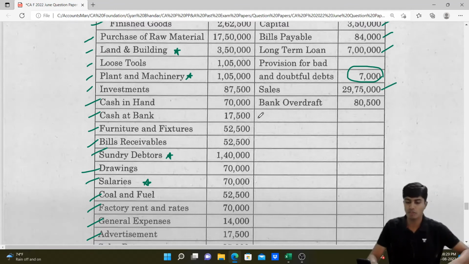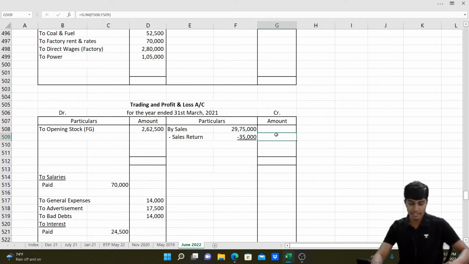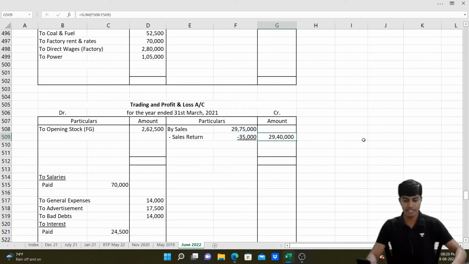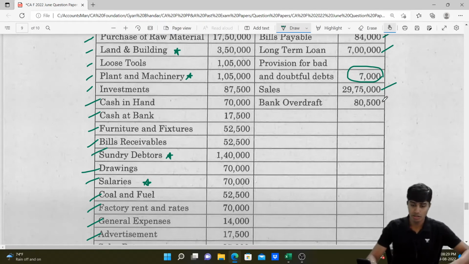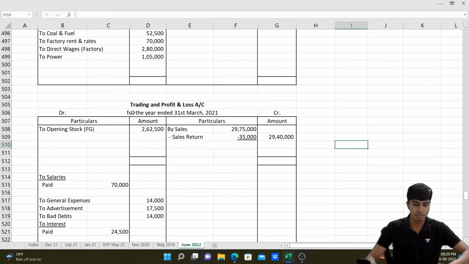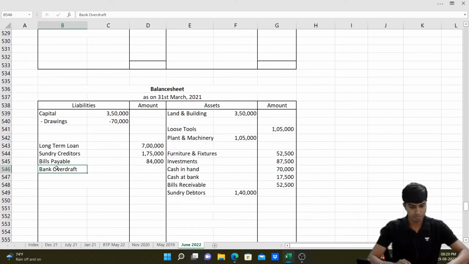Then we have sales of 29 lakh 75. This is finished goods sold. I'll write this in my trading or P&L account credit side. I'll write here sales 29 lakh 75,000. I'll deduct 35,000 towards sales return and then I'll arrive at net sales as 29 lakh 40,000. And then we have bank overdraft of 80,500. This I'll write in the balance sheet as a liability. Bank overdraft 80,500 rupees.